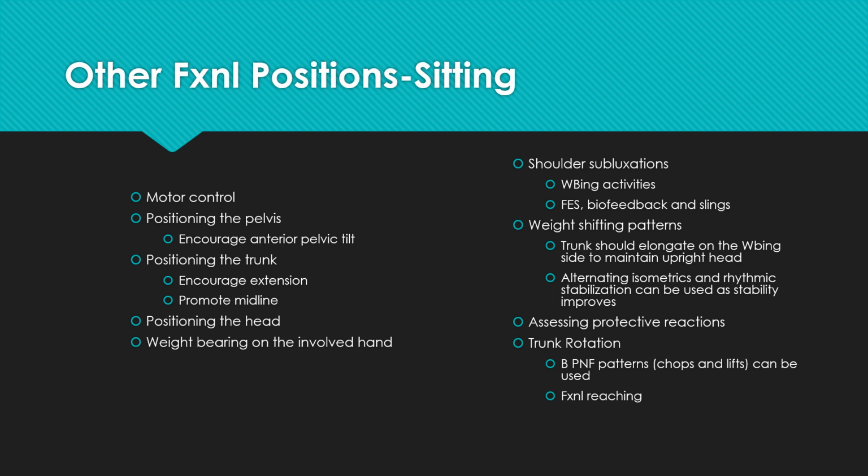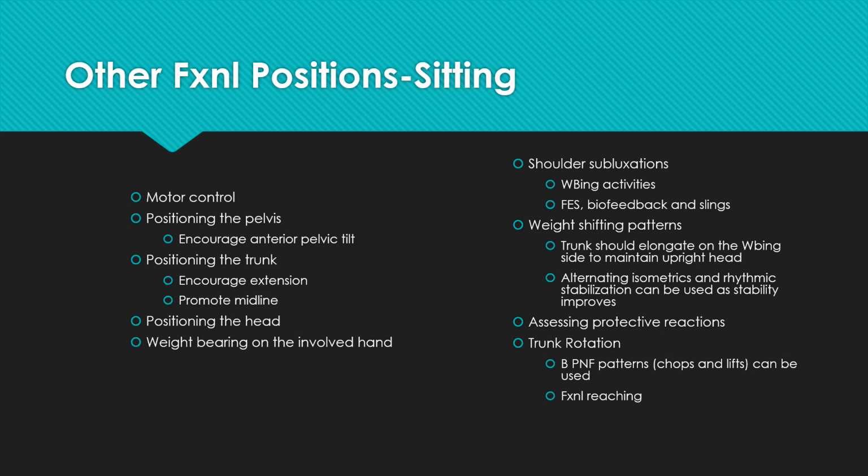Weight bearing on the involved hand, having them do weight shifts side to side with hands on the mat table. Shoulder subluxations are going to be assisted by the performance of weight-bearing activities. We can also use functional electrical stimulation and biofeedback in slings like we talked about, to help support the shoulder for functional movements. But having the patient weight bear through that upper extremity is going to promote the shoulder muscle activation that we need to prevent the shoulder subluxation.